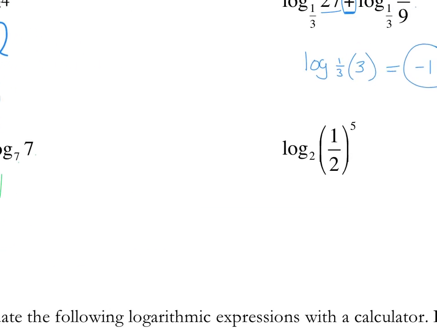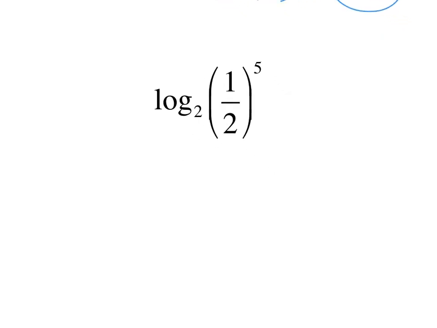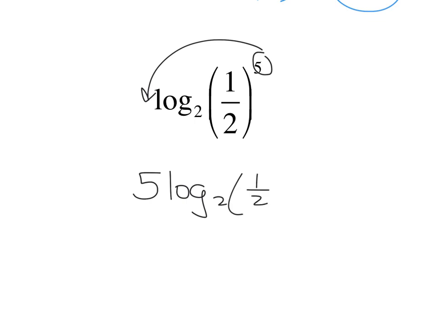And finally, I have this problem here. Log base 2 of 1/2 to the 5th power. Rather than multiplying this to the 5th power, I'm going to go ahead and take this 5 and move it out front. So I'm going to have 5 times the log base 2 of 1/2. So now I just need to figure out 2 to what power is 1/2. I know that negative exponents create fractions, so this is going to be 5 times -1, which is -5.